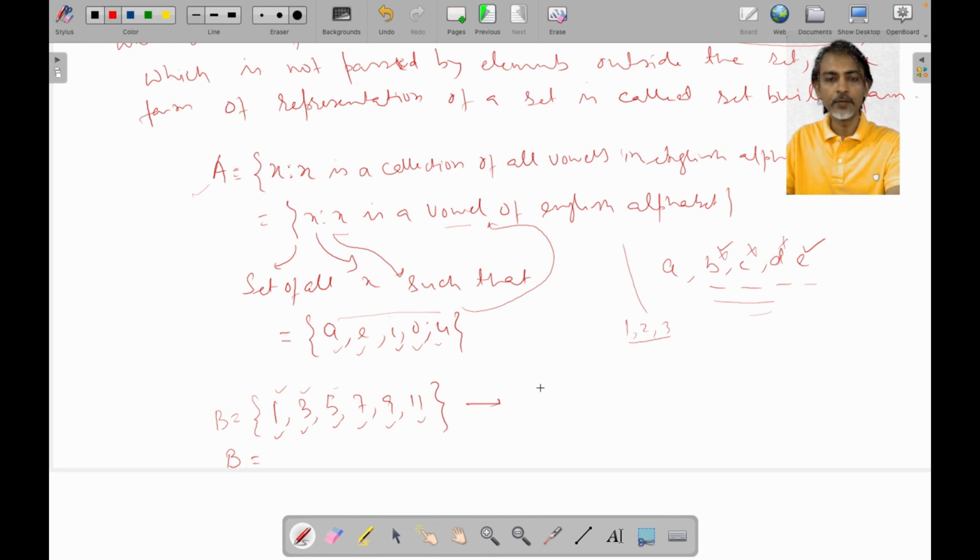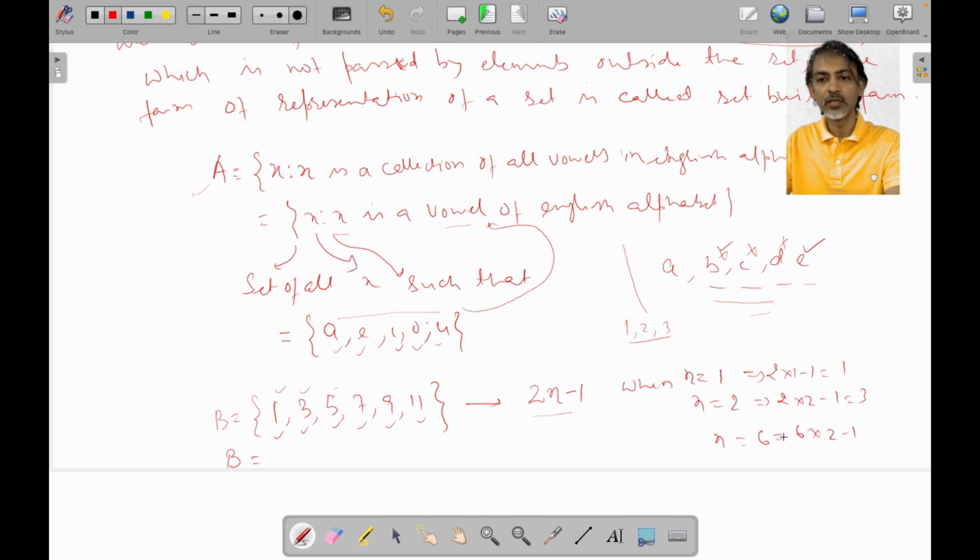So you see that, okay, can I write this as a variable or a kind of general term like 2n minus 1? Can I write it like that? So when n becomes 1, what will this 2n minus 1 become? 2n minus 1 will become 2 into 1 minus 1 equals 1. When n becomes 2, then it will become 2 into 2 minus 1 equals 3. And when n becomes, say, 6, then what will it become? 6 into 2 minus 1 equals 11, right? So this is a common property which we have found.